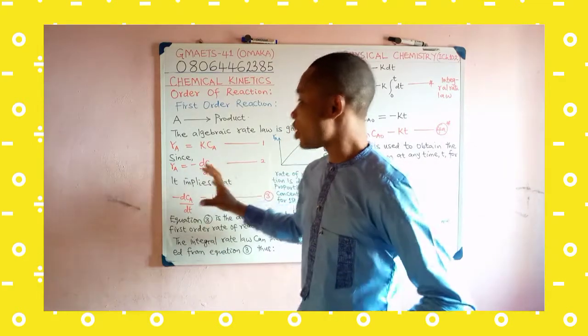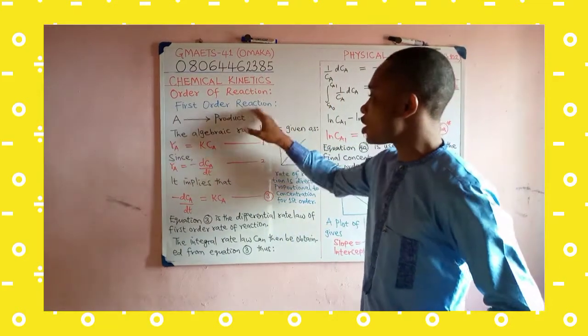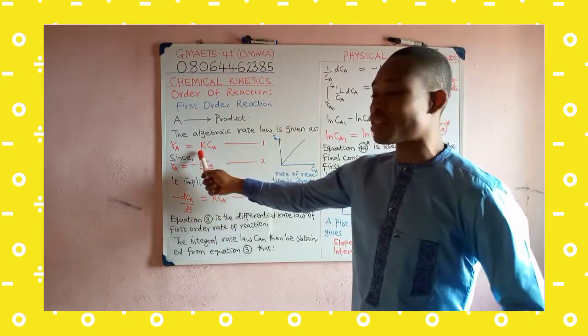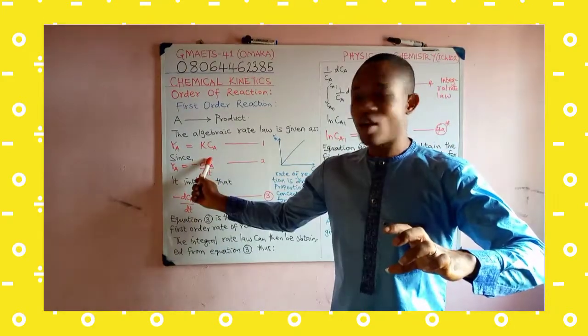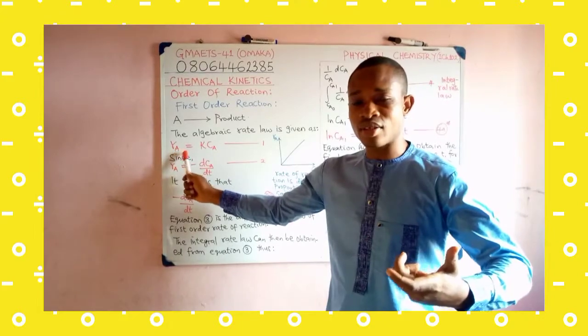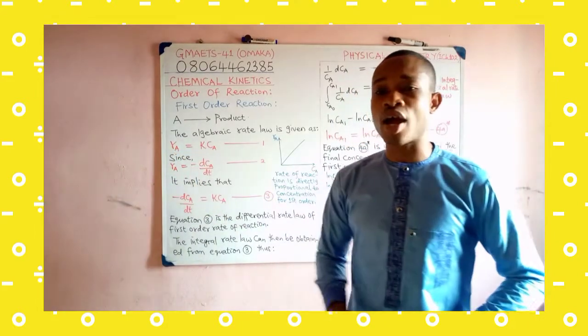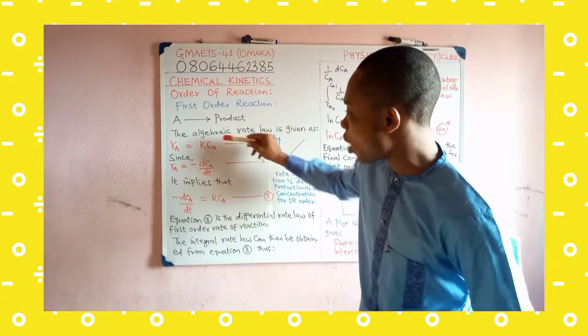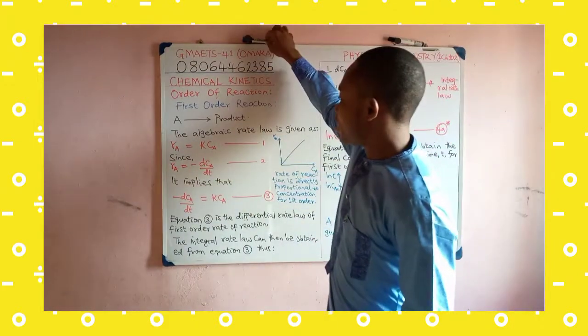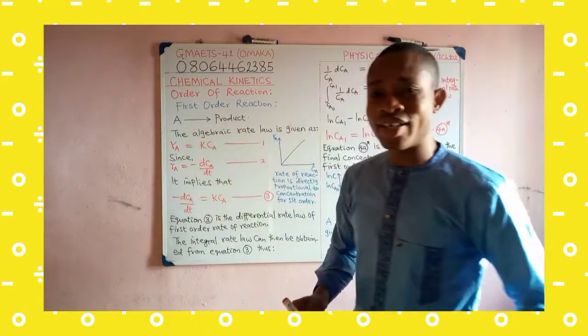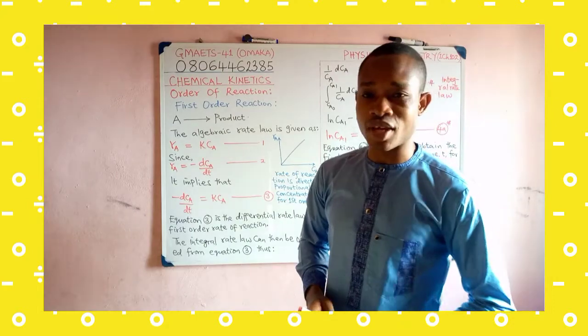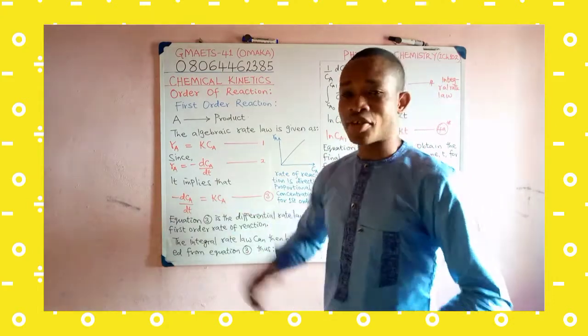So on the board here, we have this, okay? For first order reaction, the algebraic rate law is given as this. So the rate of reaction of the reactant is equal to the rate constant times the concentration raised to power 1. Take note that this concentration is raised to power 1, and anything raised to power 1 will still give you that term. So just take note of that.